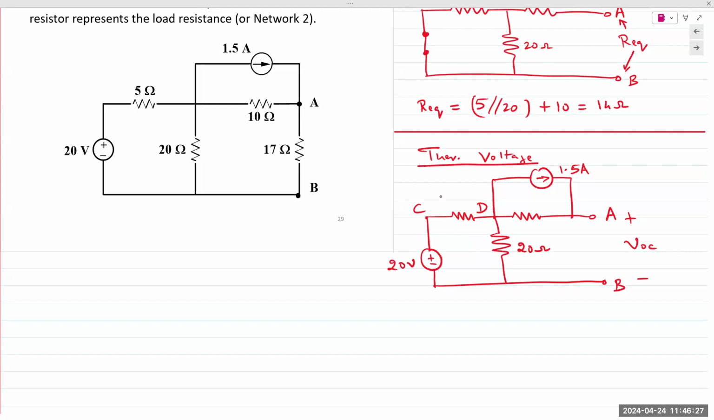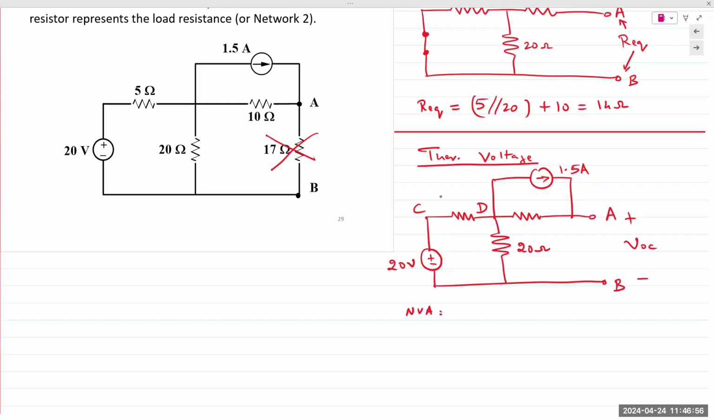It says, determine the Thevenin and Norton circuits as seen by the 17 ohm resistor. The 17 ohm resistor is not part of my analysis. My analysis terminals are still A and B. I choose A as plus and B as minus. A, B, C, D, if I choose B as my reference, VB is 0, VC is 20 volts. I have two unknowns, A and D. I can use node voltage analysis.